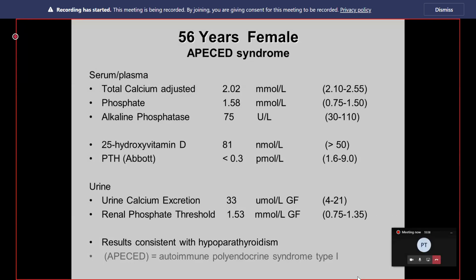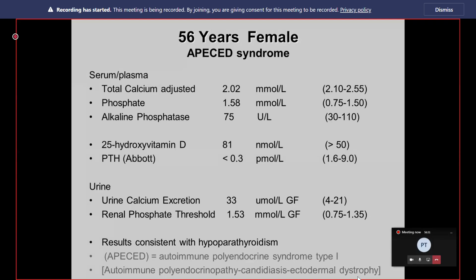APECED is an autoimmune polyendocrine syndrome which causes hypoparathyroidism. It can also cause Addison's type of disease, but in this case, this is hypoparathyroidism. APECED stands for autoimmune polyendocrinopathy, candidiasis, ectodermal dystrophy. So they always have candidiasis, especially around the mouth area.